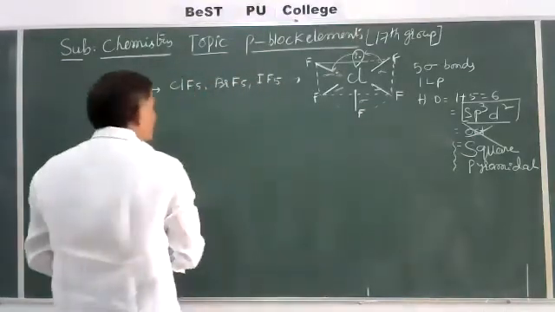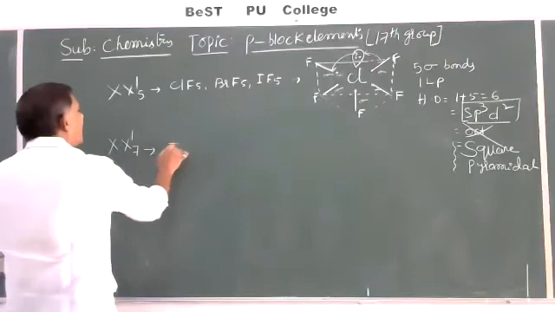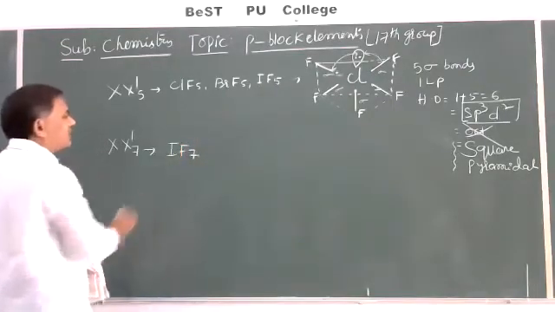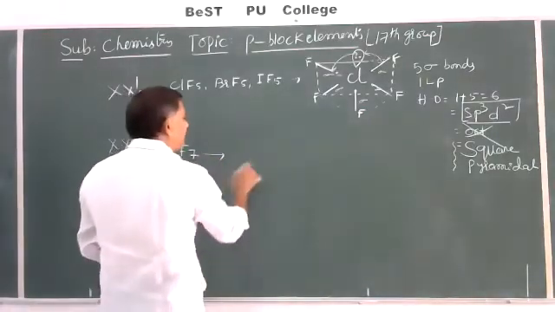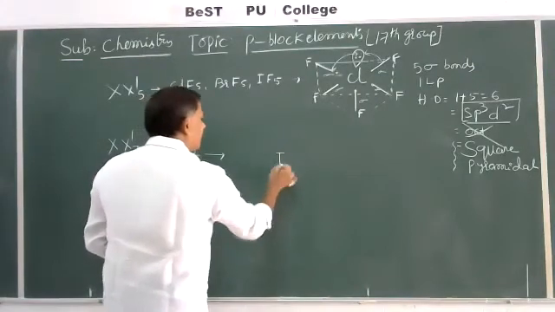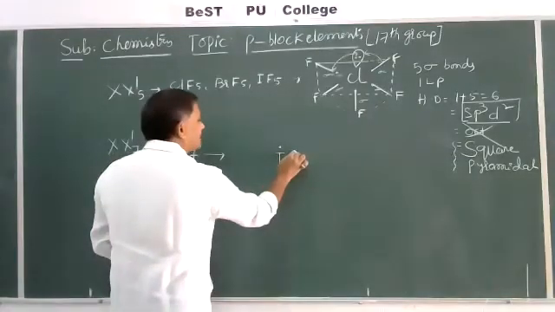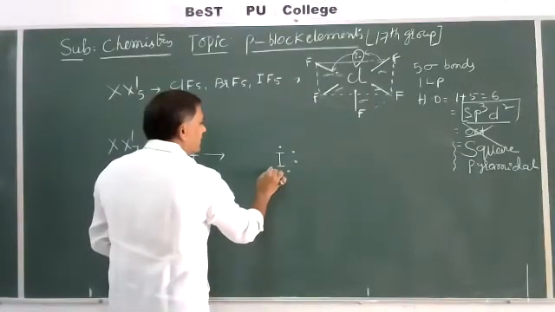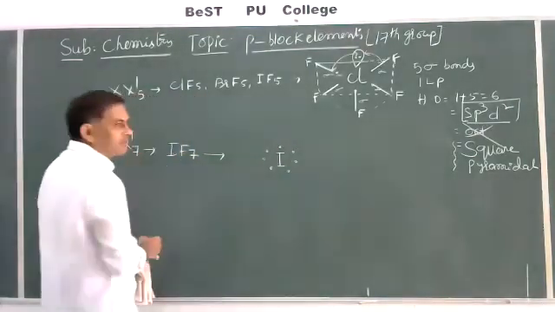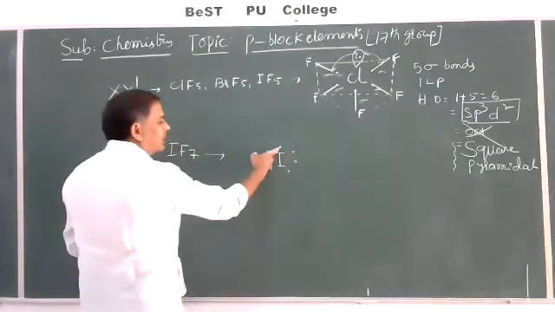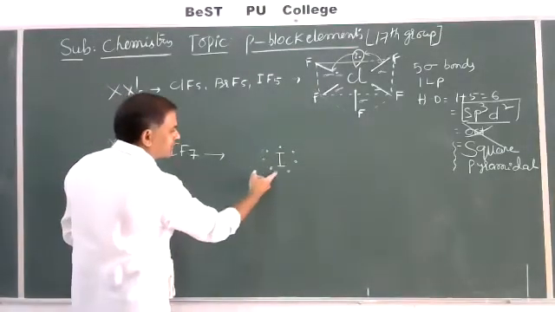Then next one is the XX'7 model, like IF7 is the best example. Stable molecule is IF7. In this, iodine is the central atom. Originally 7 valence electrons are there: 1, 2, 3, 4, 5, 6, 7. Out of 7, only 1 electron is single in the ground state, remaining all are paired: 1 pair, 2 pairs, 3 pairs.